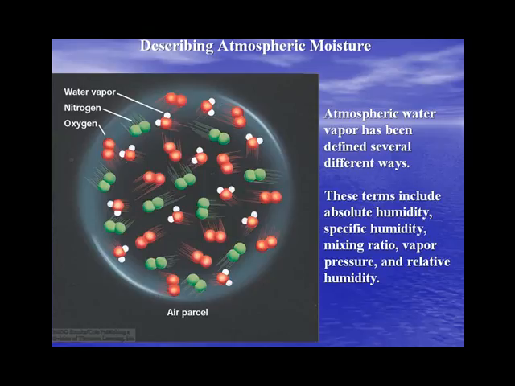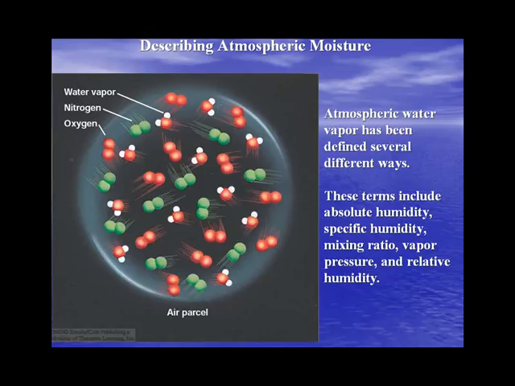Now, if you were to look at this air parcel, you would say that it does have moisture present in it, because we just said this is water vapor. Okay, we've got the H2O. And so we have moisture, or water vapor, in this air parcel along with nitrogen and oxygen. So if I were to ask you to describe the amount of moisture in this air parcel, how would you do it?